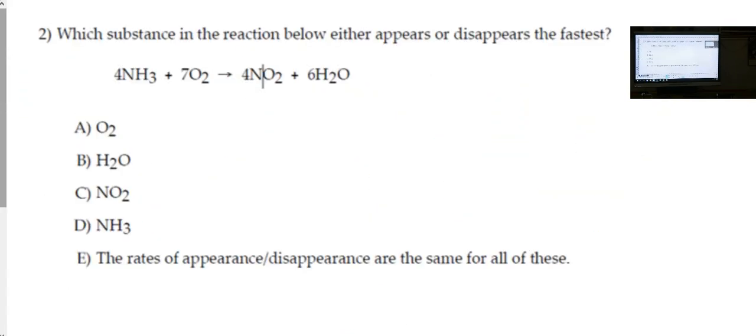All right. So here we go. This is straight from your test. I'm not even going to change a thing, and it's the easiest question on the test, so make sure you get it. So talk with your lab partner real quick. Which substance in the reaction below either appears or disappears the fastest? And ignore this vertical line. That was just where I was with my cursor when I screenshotted this.